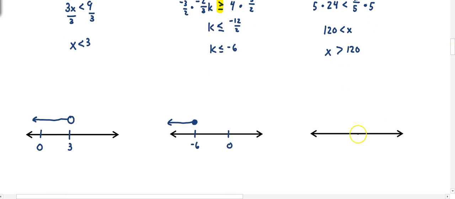So on our number line, we're going to place 120. And we're going to put 0 somewhere to the left of it because 120 is greater than 0. At 120, we're going to have an open circle. And we're going to shade to the right because it's a greater than.